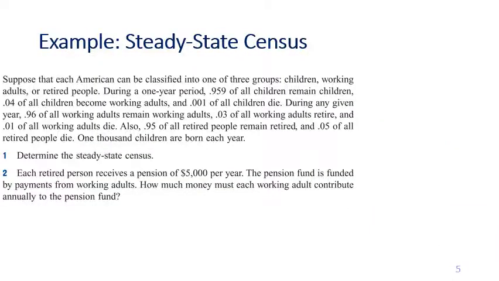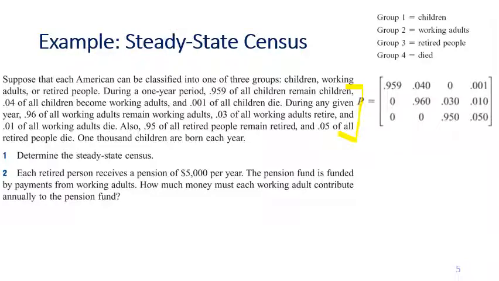Let's apply the steady state census to this example. Suppose each American may be classified into one of three groups: children, working adults, and retired people. During a one year period, 0.959 of all children remain children, and so on. All this information may be summarized in this transition probability matrix. The first row is children, working adults, and then retired people. The fourth row should be those who died, but it is not represented in this matrix. The probability should be 1 because dying is an absorbing state, right? After somebody has died, the person is always in the status of died.